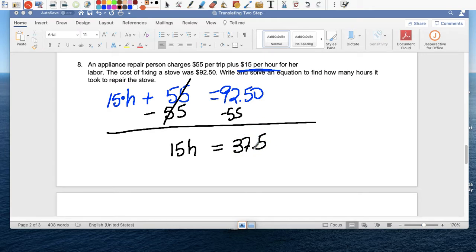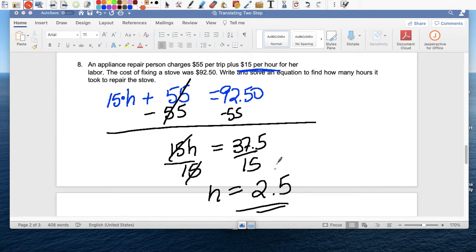So that's how much you pay for the hourly. So how much is 37.5? How many hours did he stay? Right, because you paid him 55, so the leftover is for the hours. So divide this by 15, divide this by 15. H equals 2.5 hours. Okay.